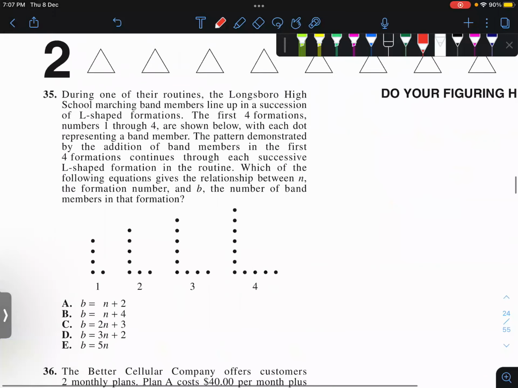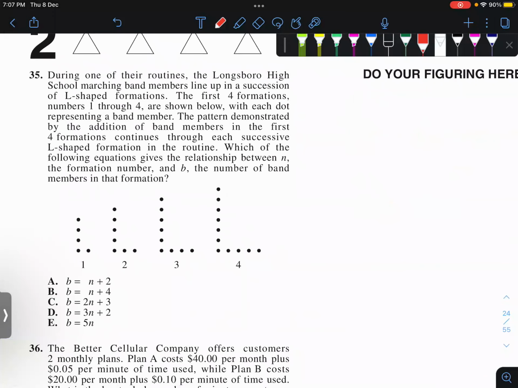Next question, number 35. During one of their routines, the Langsborough High School marching band members line up in succession of L-shaped formations. The first 4 formations, numbers 1 through 4, are shown below, with each dot representing a band member. The pattern demonstrated by the addition of the band members in the first 4 formations continues through each successive L-shaped formation in the routine. Which of the following equations gives the relationship between N, the formation number, and B, the number of band members in that formation?